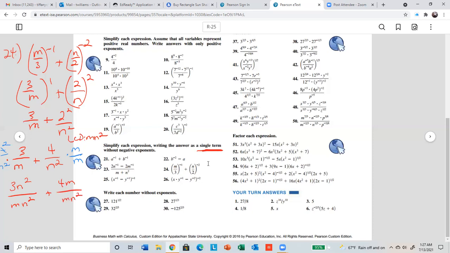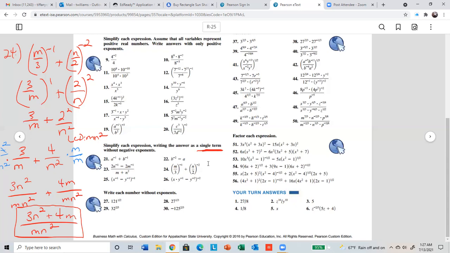We have the common denominator. Both things have the same thing on the bottom, so I can put them over one denominator, the same one. So I'm left with 3n squared plus 4m. That is my final answer. That is as combined as it's going to go, but we do have a single term. Whew.